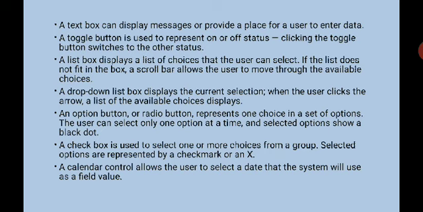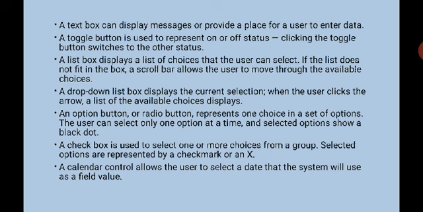A list box displays a list of choices that the user can select. If the list does not fit in the box, a scroll bar allows the user to move through the available choices. A drop down list box displays the current selection, and when the user clicks the arrow, a list of available choices displays. So it's a drop down list. Suppose I go to courses, I get options BTech, BBA, BCA. So these are my drop down list, right?